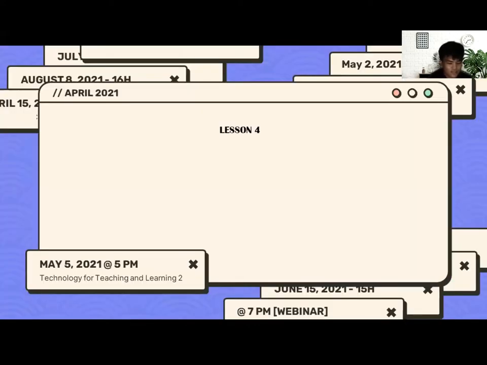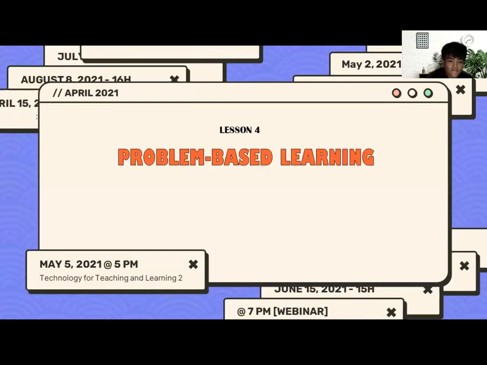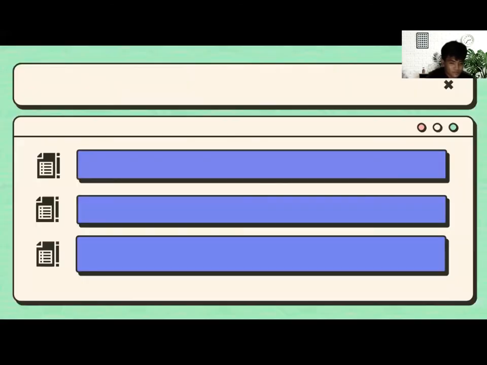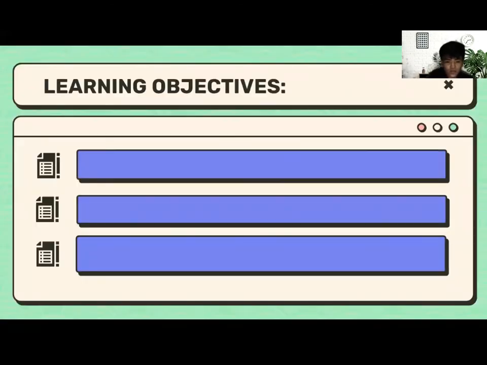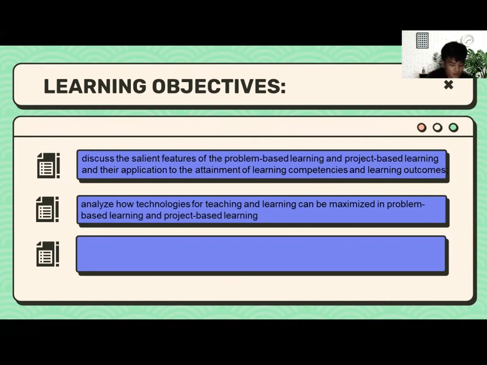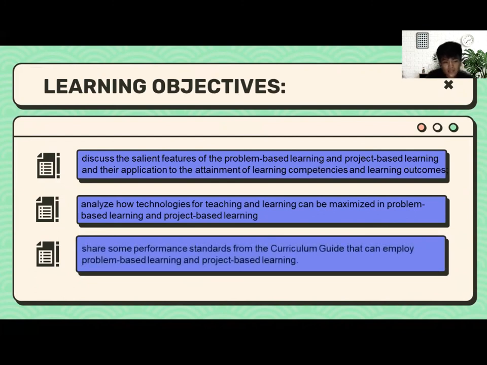So our topic for this discussion is all about problem-based learning and project-based learning. Okay? So at the end of the lesson, students should be able to, we have also here the learning objectives of this lesson, discuss the salient features of problem-based learning and project-based learning and their application to the attainment of the learning competencies and learning outcomes. Analyze how technologies for teaching and learning can be maximized in problem-based learning and project-based learning. Okay? And lastly, share some performance standards from the curriculum guide that can employ problem-based learning and project-based learning.